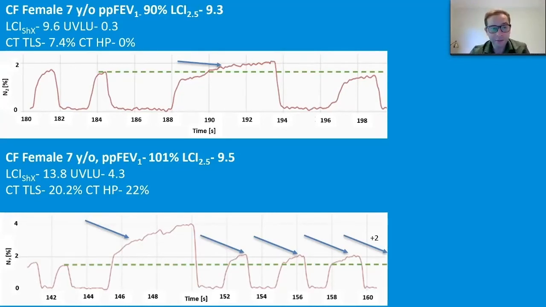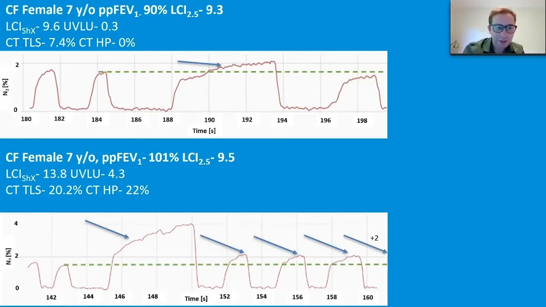This top subject, however, when they did their slow vital capacity, the nitrogen only increased by a very, very small amount, and their extent of under or unventilated lung units was only 0.3 units. So their LCI SHX only increased by 0.3 compared to their LCI, and that is measured on the same units.